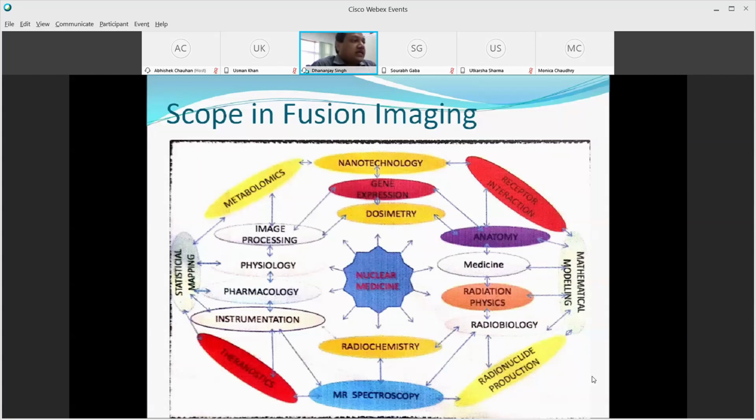You have to change. You have to accept that you want to learn more, in such a way that you are able to practice in this field. That is only possible then. The scope is enormous. If anybody wants to pursue a higher career in fusion imaging, that will be very good for financial satisfaction, and the position is widely accepted in the research sector, the production sector, diagnostic centers, R&D institutions, everywhere.